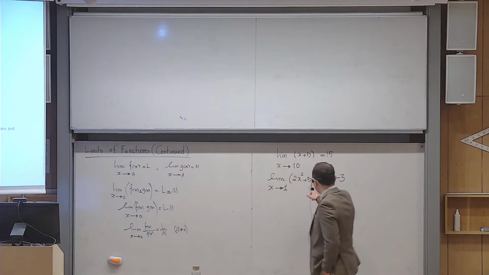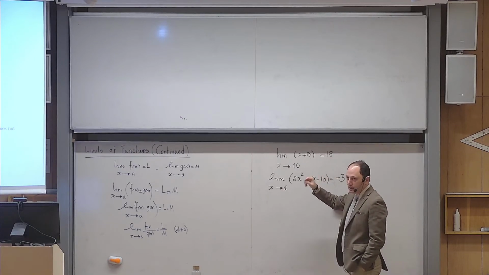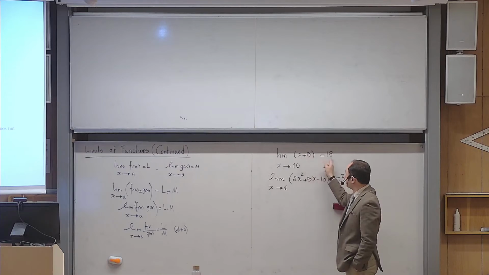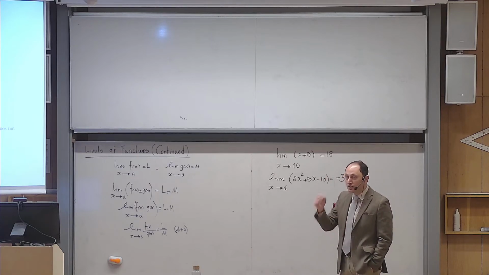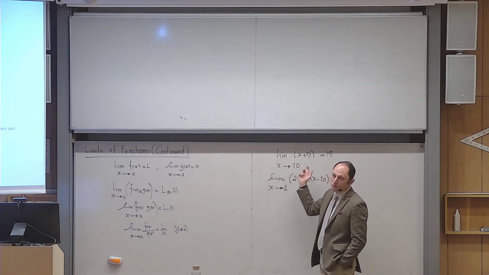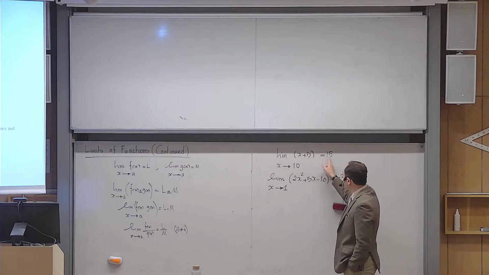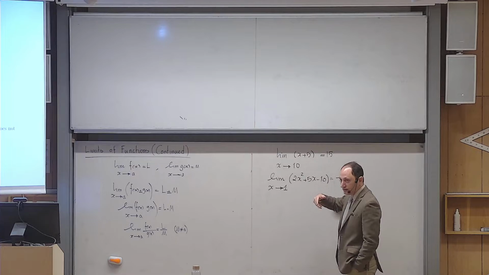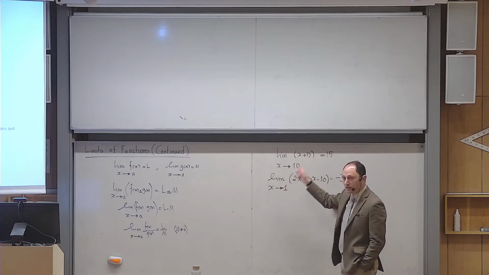When I say the limit of this function is 15, it means that I can make the difference between these two as small as I desire, on the condition that I make x sufficiently close to 10. So I can make the difference between the two as small as I desire, provided that I make x sufficiently close to 10.